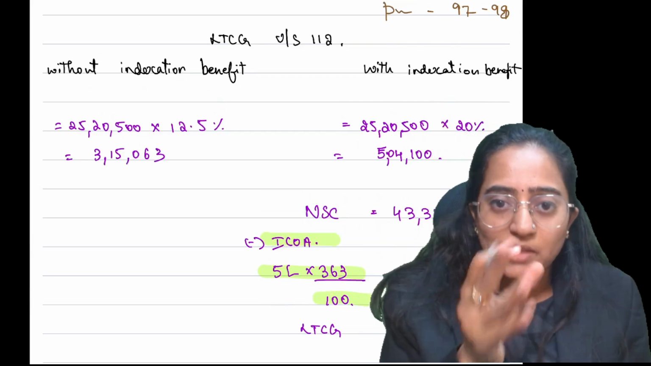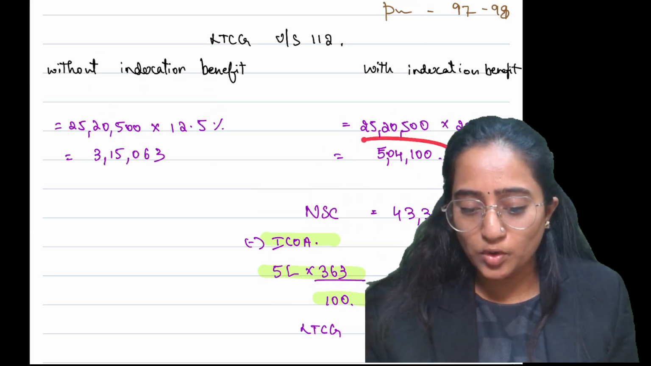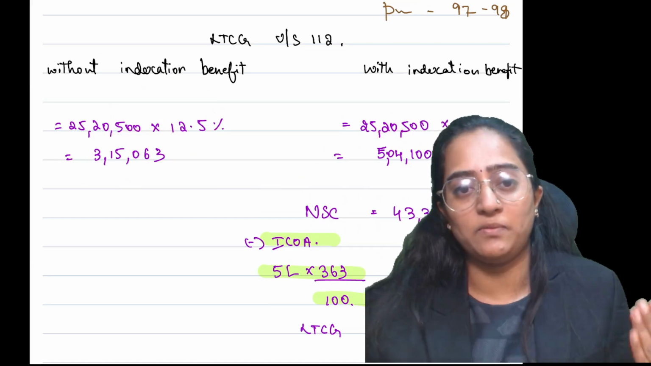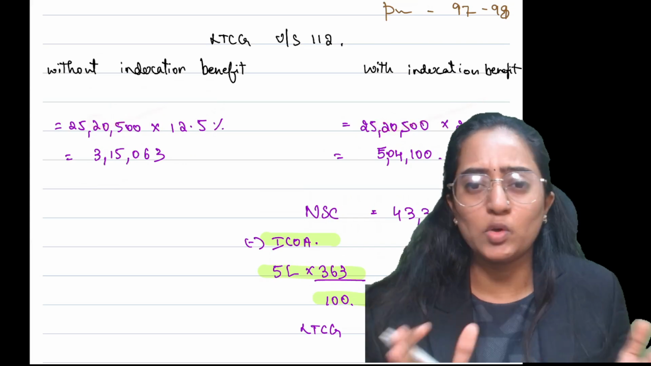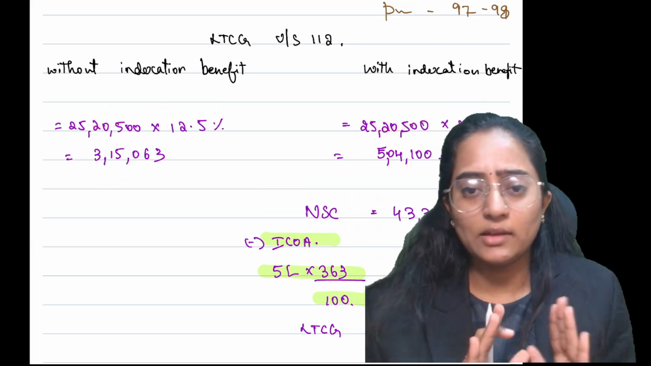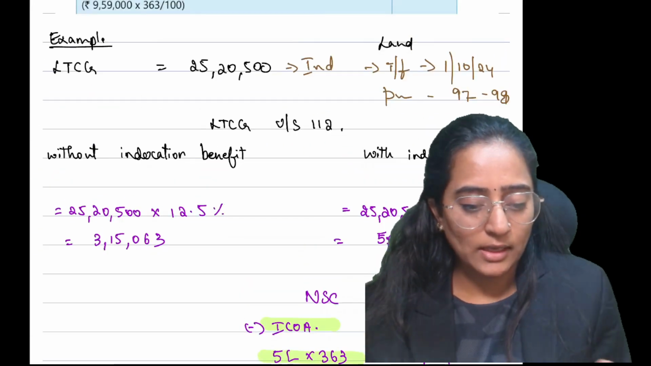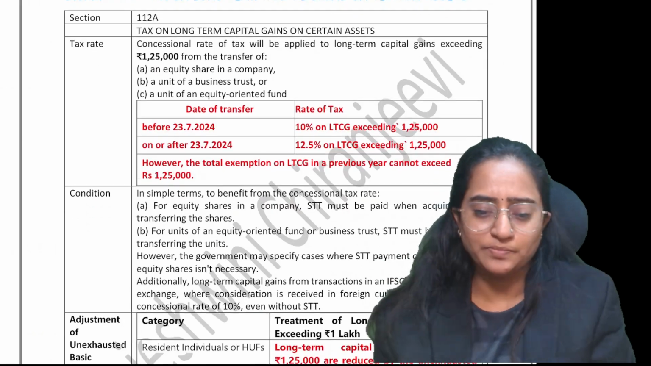Now an option is given to you. Tell me which one you are going to opt for. Are you going to opt for this or are you going to opt for that? Obviously, you are going to opt for whichever is beneficial. Either it might be 12.5%. In this case, I have just taken the number to be same. It is not necessary that the numbers should be same. The numbers can be different here. This is an example of how you would do it with indexation and without indexation.